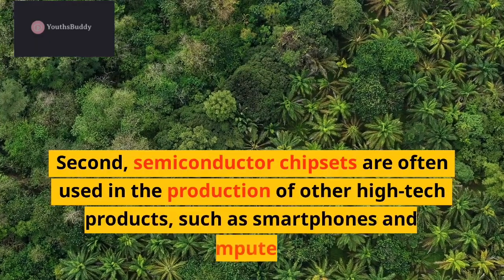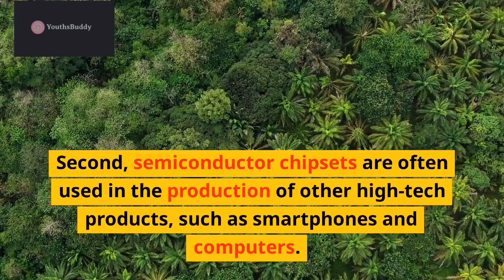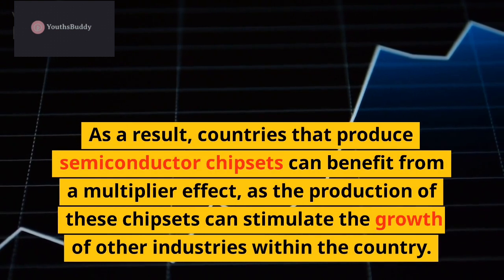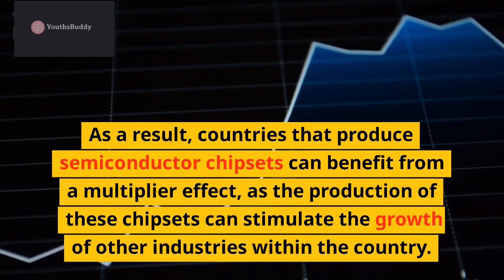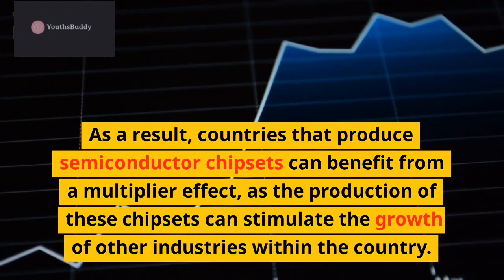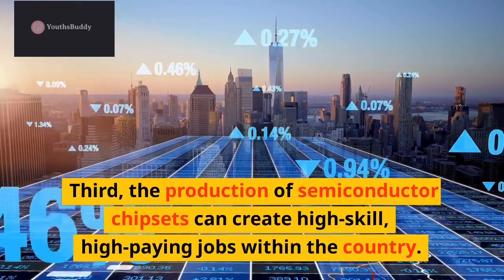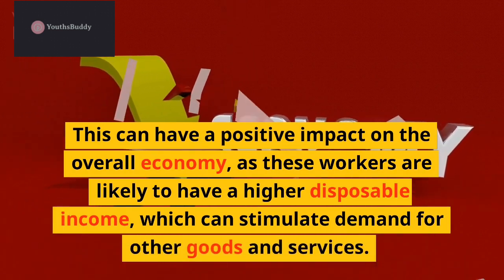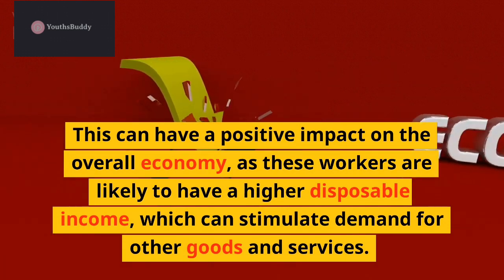Second, semiconductor chipsets are often used in the production of other high-tech products, such as smartphones and computers. As a result, countries that produce semiconductor chipsets can benefit from a multiplier effect, as the production of these chipsets can stimulate the growth of other industries within the country. Third, the production of semiconductor chipsets can create high-skill, high-paying jobs within the country. This can have a positive impact on the overall economy, as these workers are likely to have a higher disposable income, which can stimulate demand for other goods and services.